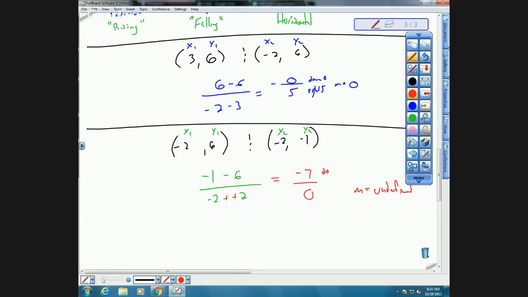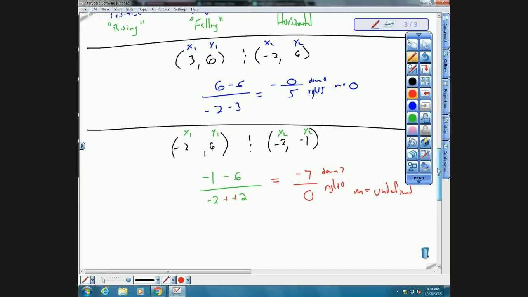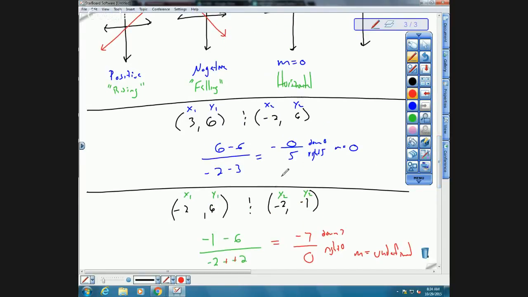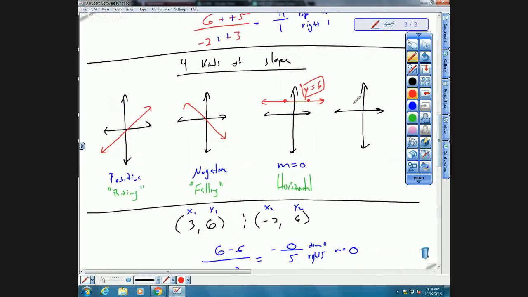So here, let's go ahead and look at it. This means down 7 and to the right 0. So again, let me just start at one of these points. If I start at negative 2, 6, and I go down 7 and to the right 0, if I keep going down 7 to the right 0, what kind of line does that make? It makes a vertical line. So here, yes, my slope is undefined, and it will always give me a vertical line.